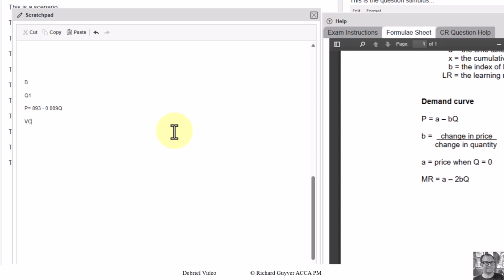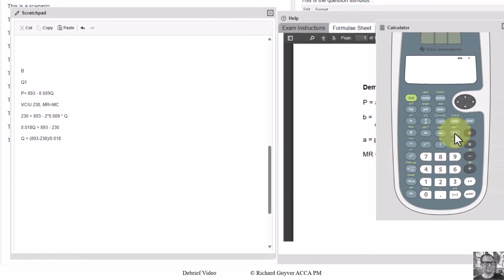It also told us the variable cost per unit is 230, and the optimum price to charge is when marginal cost equals marginal revenue, and the marginal cost is the 230. So we use this one at the bottom. We know that 230 equals A, which we're given above, minus 2 times B. Then it's just a matter of rearranging that. So Q equals 893, take away the 230, divide that by 0.018. This gives us the volume we'd sell in order to maximize our profit.